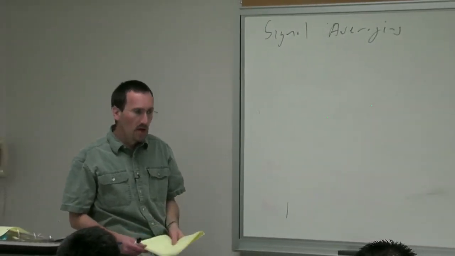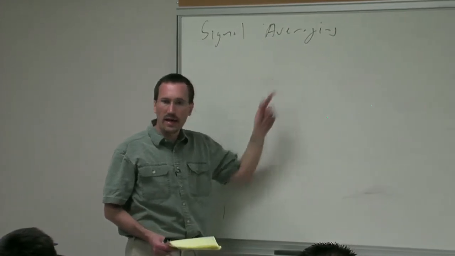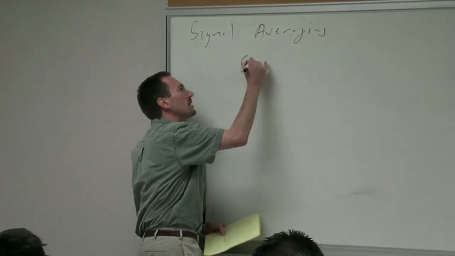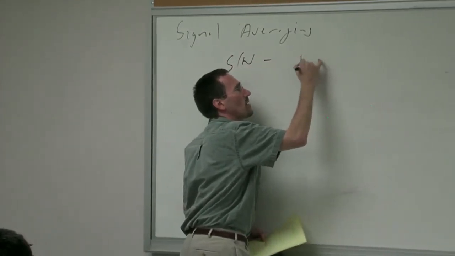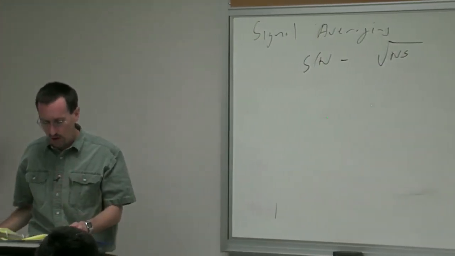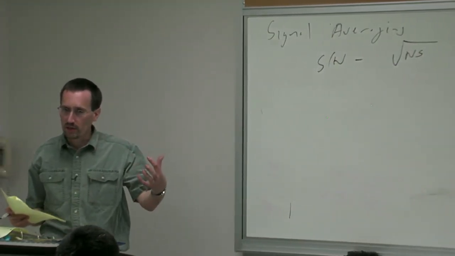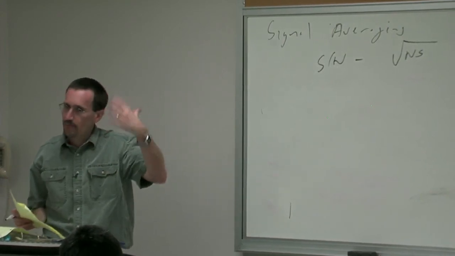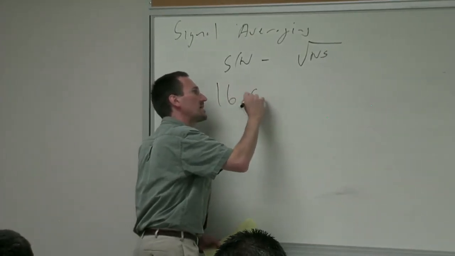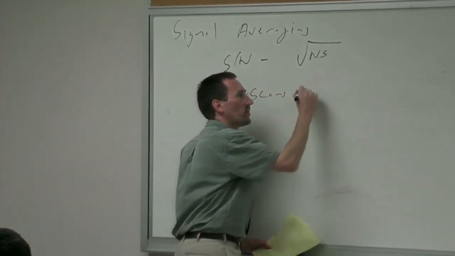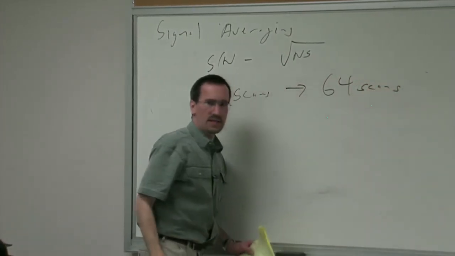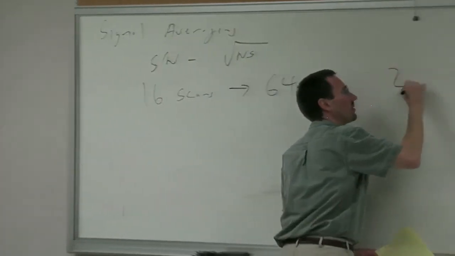The static is random. So if you go ahead and collect repeated signal, you can average it out. The signal to noise varies as the square root of the number of scans. In other words, if I collect more data, I get more signal to noise, but the noise is going up as well. It's just going up randomly. So if I go from 16 scans, which is a very reasonable number, to 64 scans, I don't quadruple my signal to noise, I double the signal to noise.